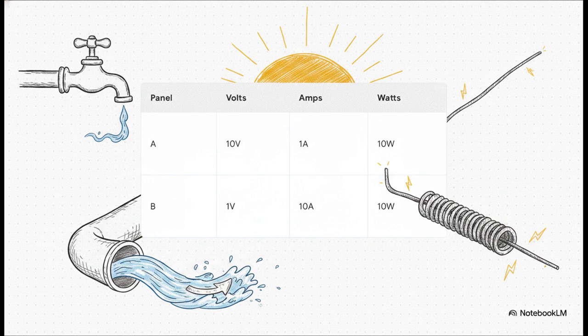So take a look. Panel A has high pressure at 10 volts, but very low flow at just 1 amp. Meanwhile, panel B has incredibly low pressure at 1 volt, but massive flow at 10 amps. The crazy thing? Both panels generate exactly 10 watts of total power. But here is the absolutely critical difference for you as a DIY builder. Panel B, with its 10 amps of flow, is going to demand a much thicker, much heavier wire to safely transport that power compared to panel A.